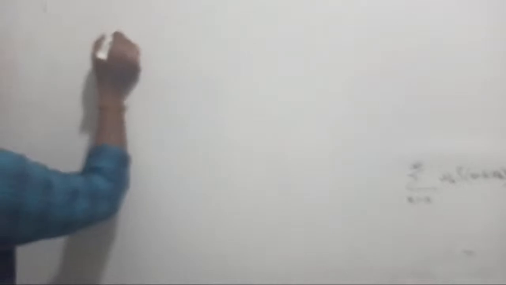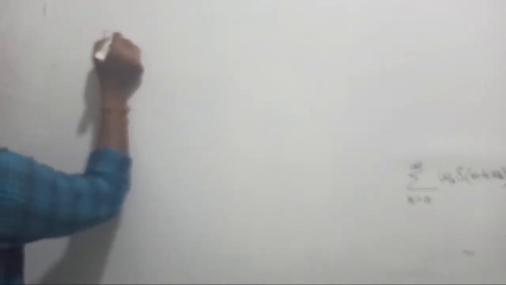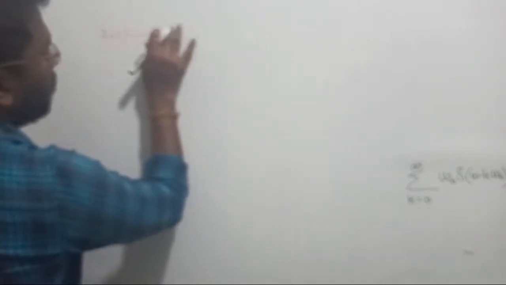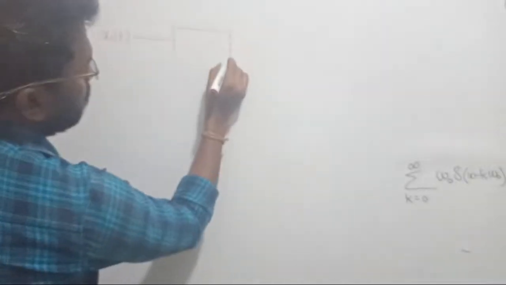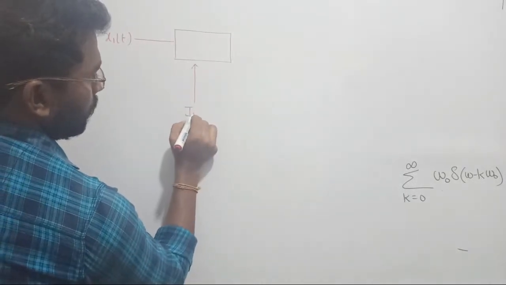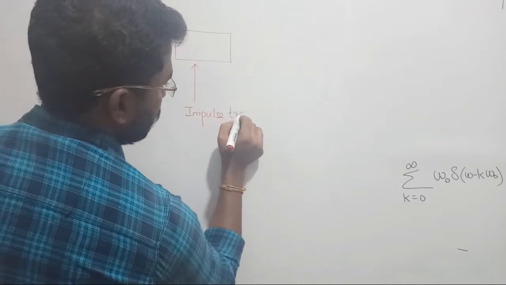Now we have a signal in time domain, that signal is called x1 of t. And of course we have one more system here, that is called the sampler. Through this sampler we are going to consider the impulse train. Let us see what happens.